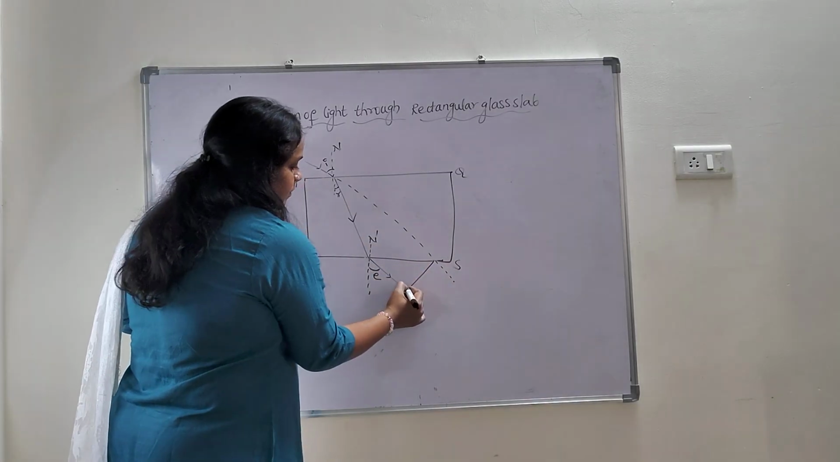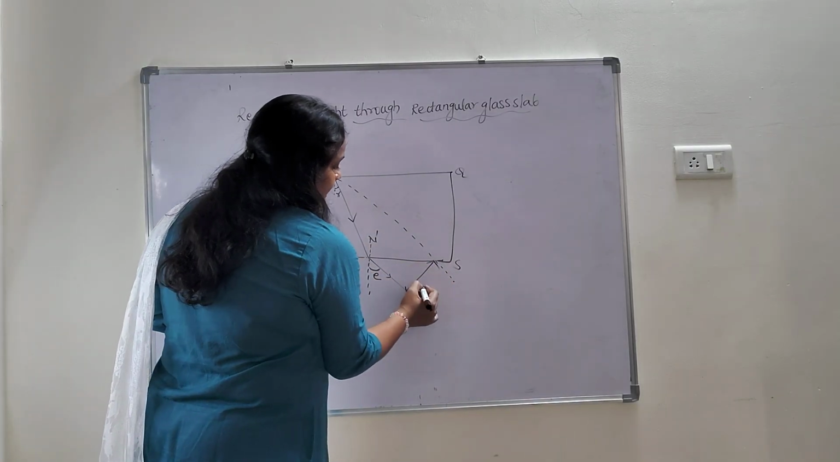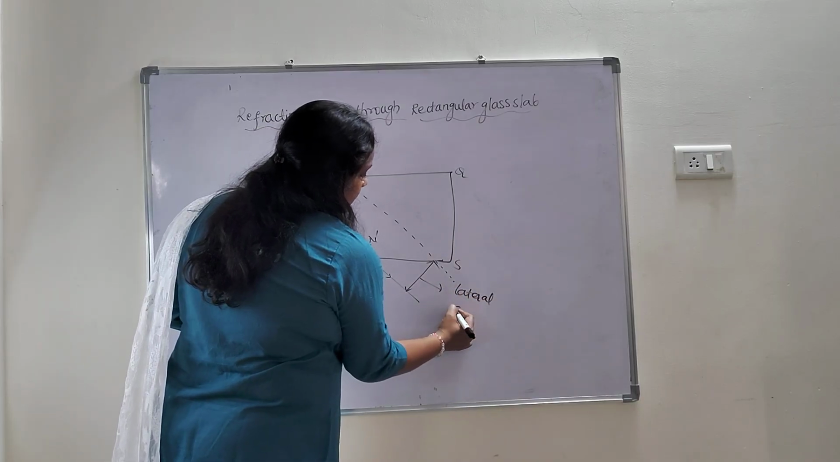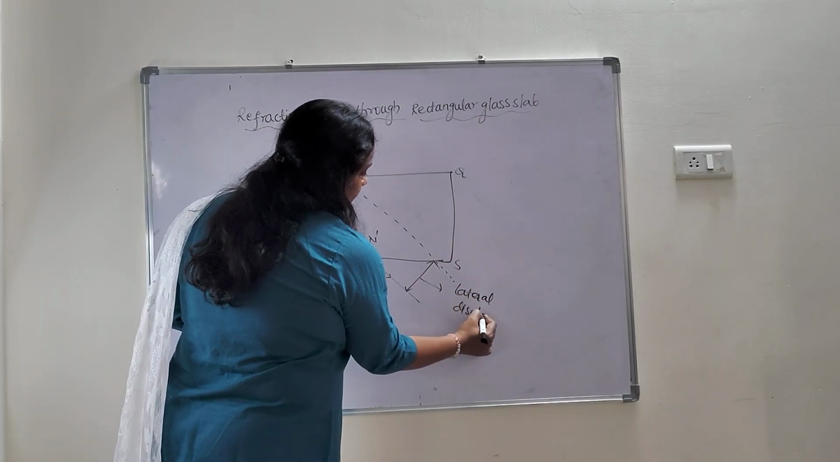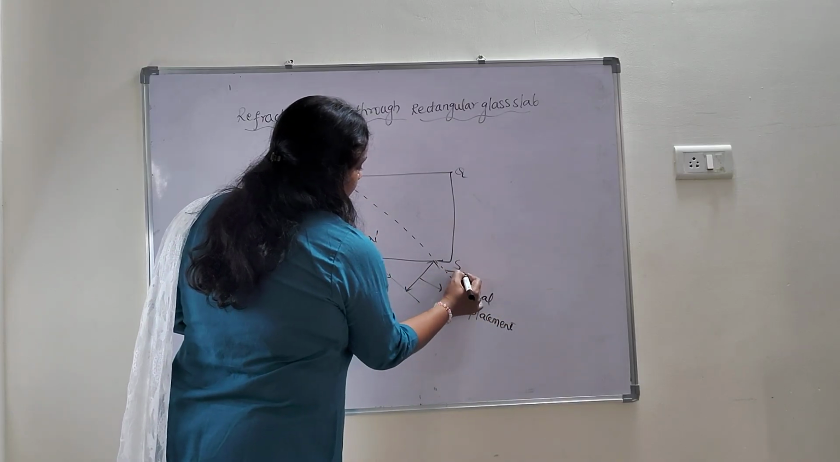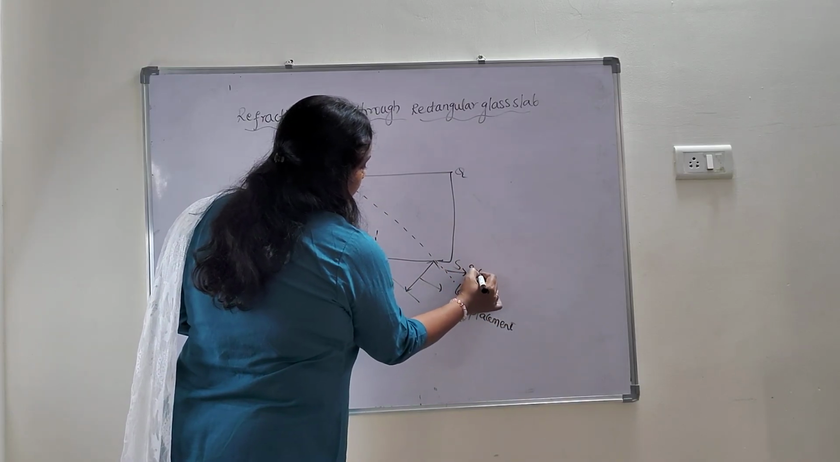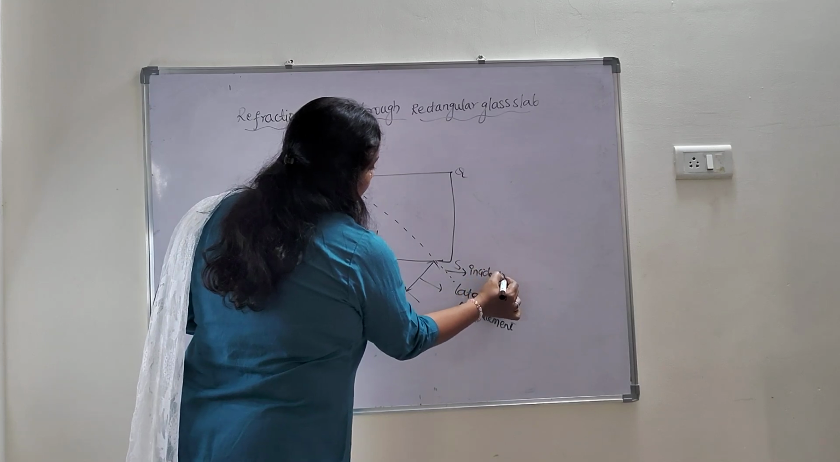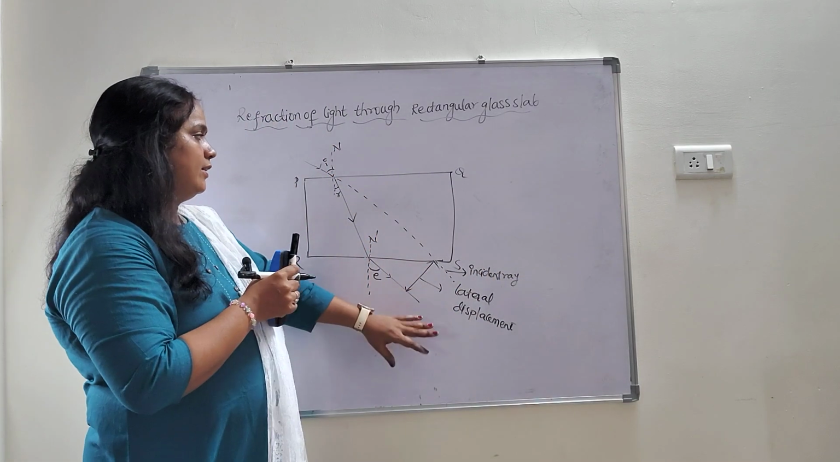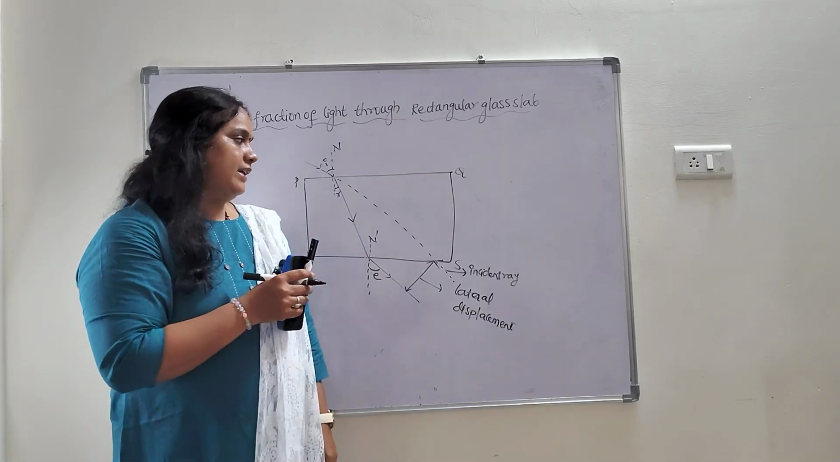And these two lines will be parallel. This is called lateral displacement. Very, very easy. Lateral displacement, and this is the incident ray only. Both will be parallel. Make sure that if you are getting both lines parallel, then only your experiment is right.